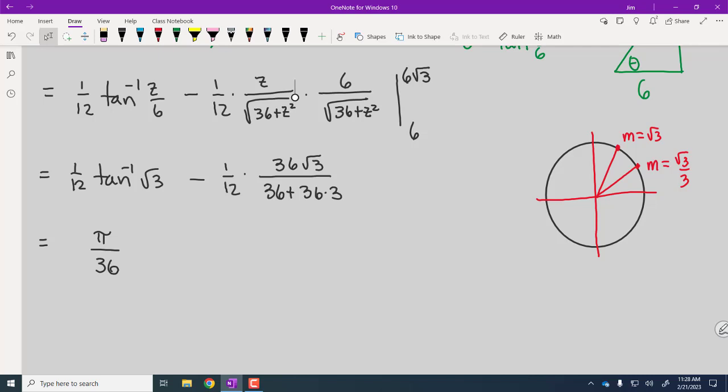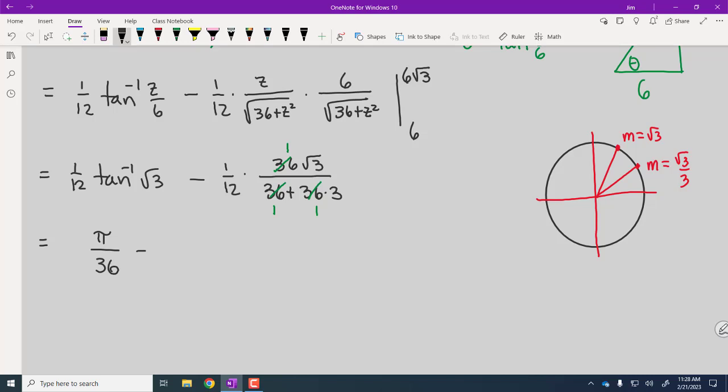We can cancel a 36 here. 36 goes into 36 once, goes into 36 once, goes into 36 once. So because that denominator has a sum, we've got to cancel it across both of those terms. So we have pi over 36.